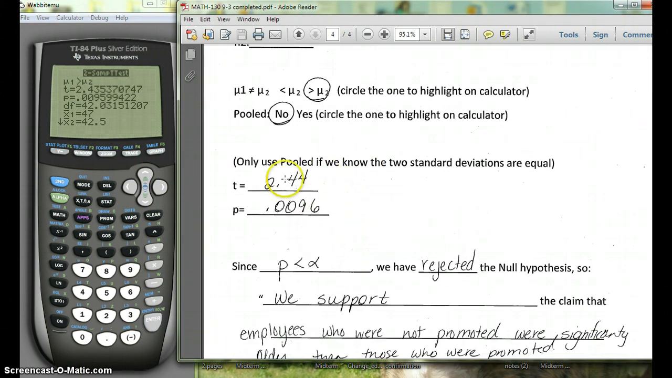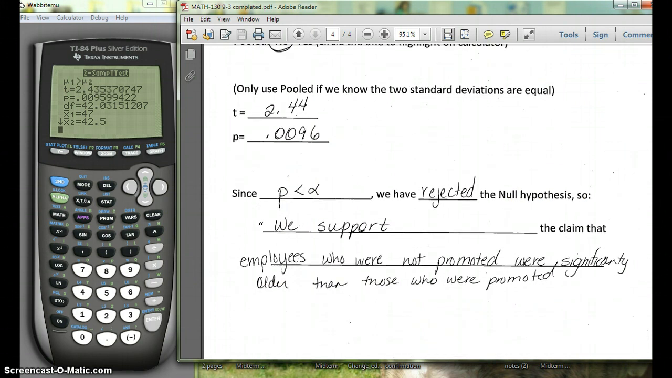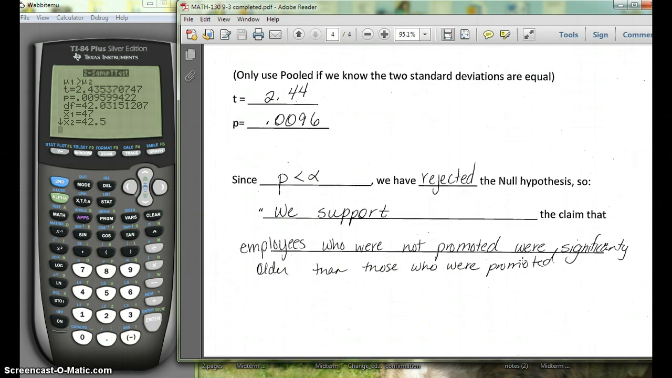Okay, and here we see that we get our p-value of 0.0096. So since this is less than 0.05, our alpha value, we reject the null hypothesis. Since we reject the null hypothesis, we support the alternate hypothesis. So we support the claim that employees who were not promoted were significantly older than those who were promoted.